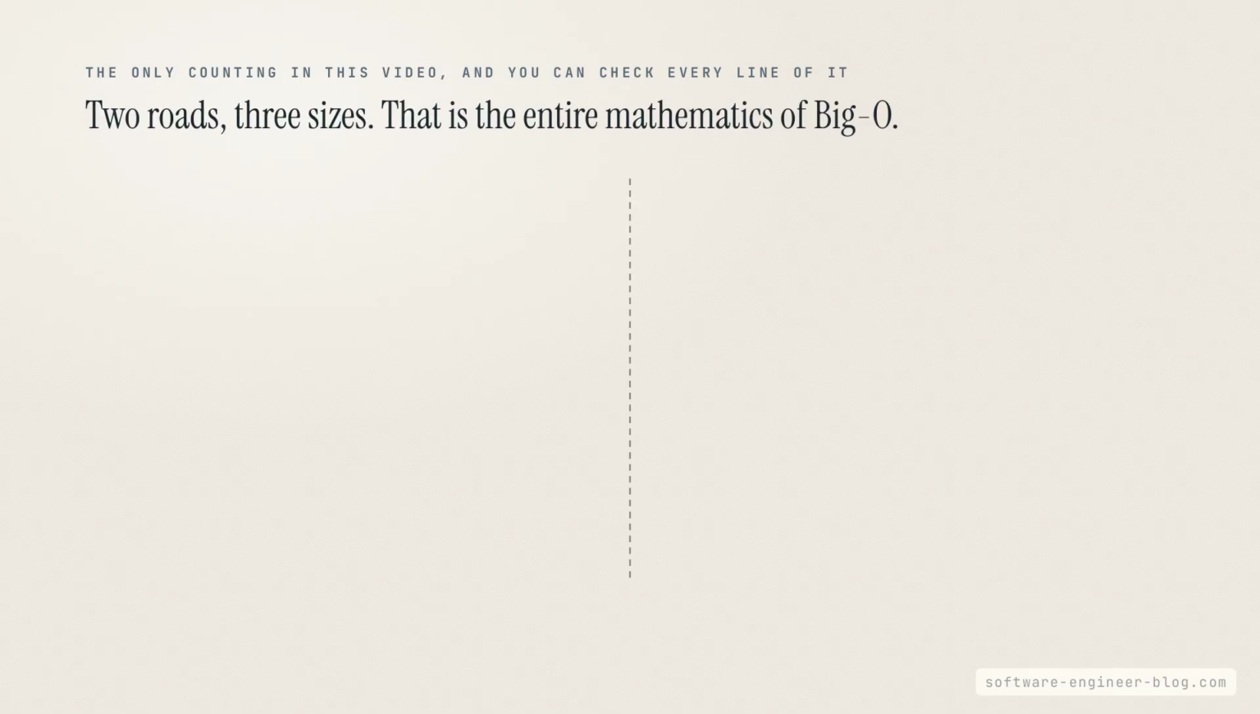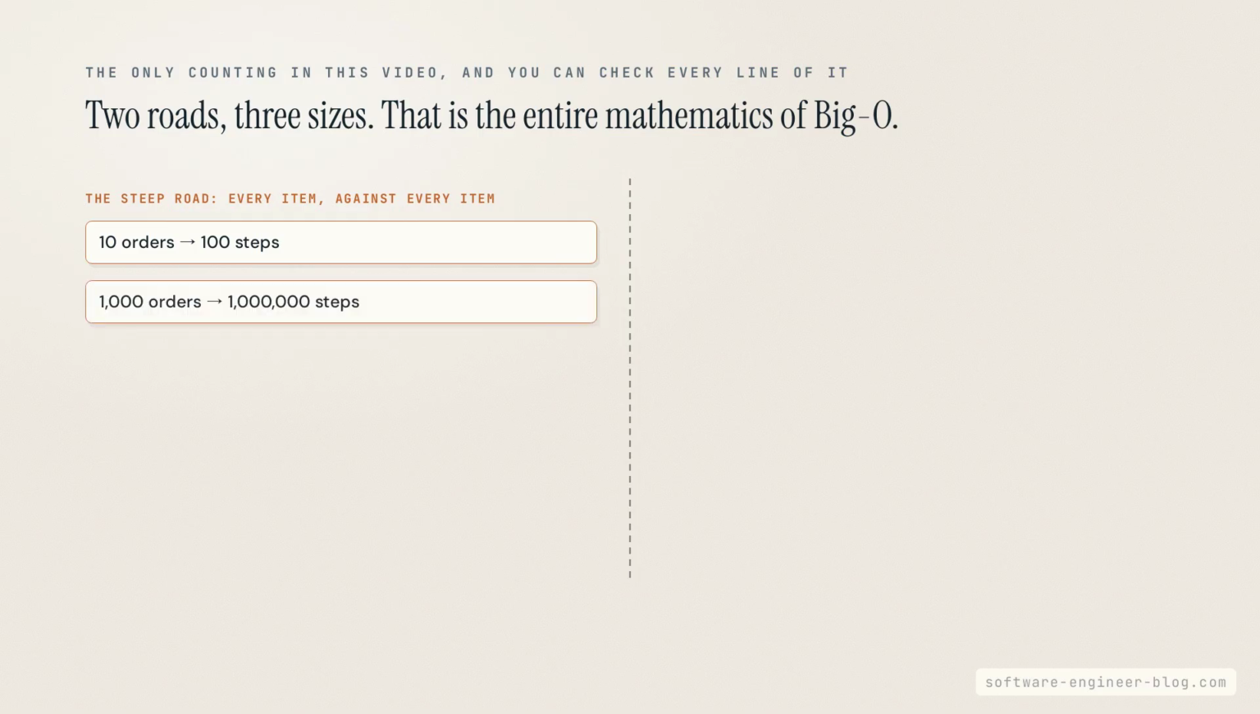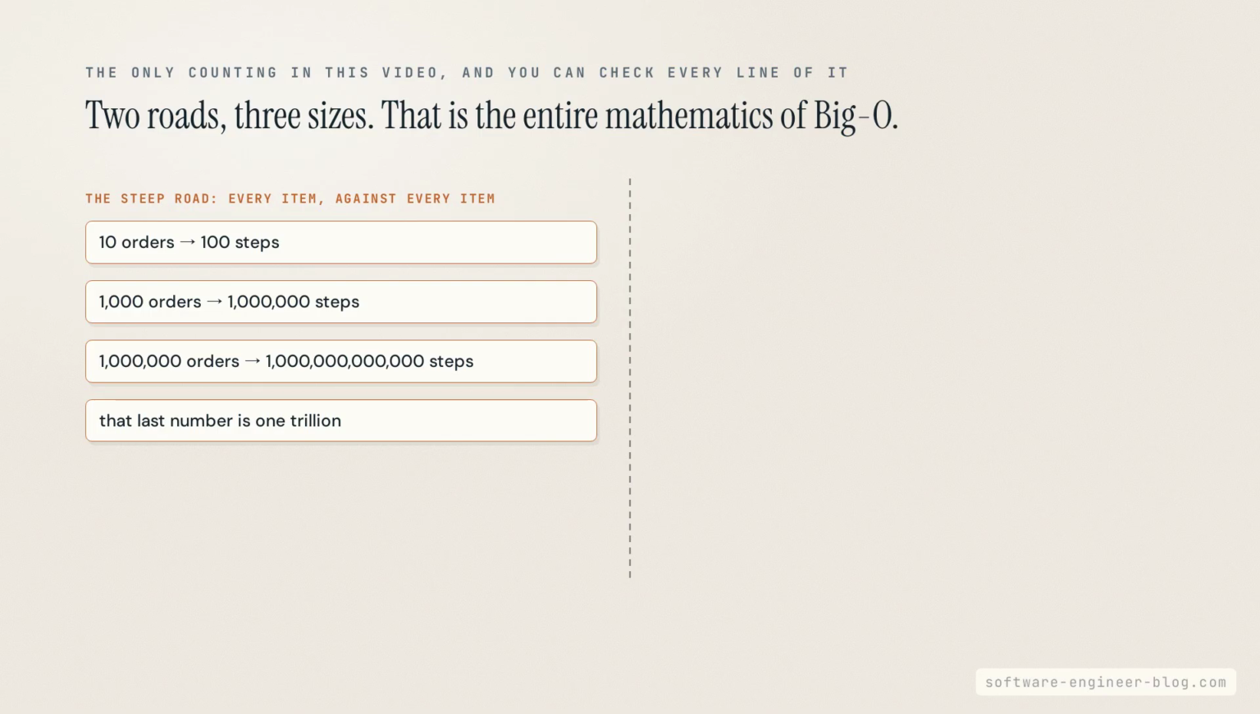And now, the only counting in this whole video. You can check every line of it yourself. Take the steep road, where every item is compared against every item. 10 orders is 100 steps. 1,000 orders is 1,000,000 steps. 1,000,000 orders is 1,000,000 million steps. That last number is 1 trillion.